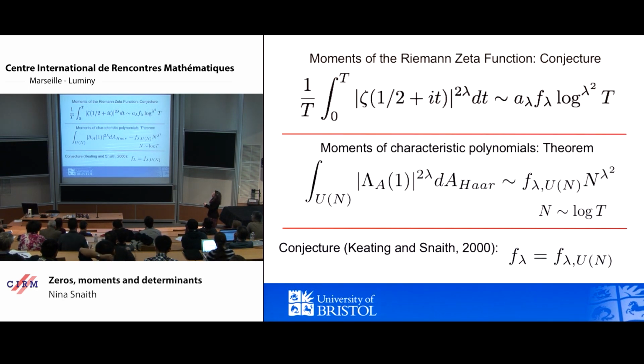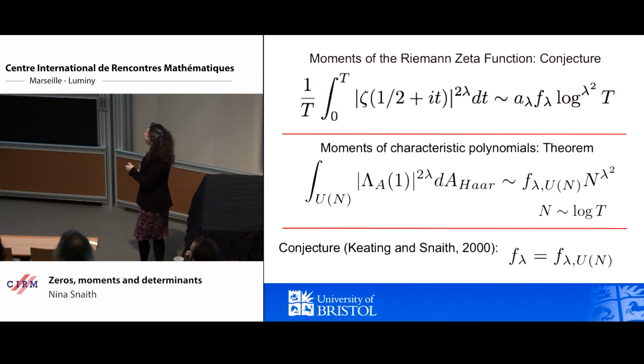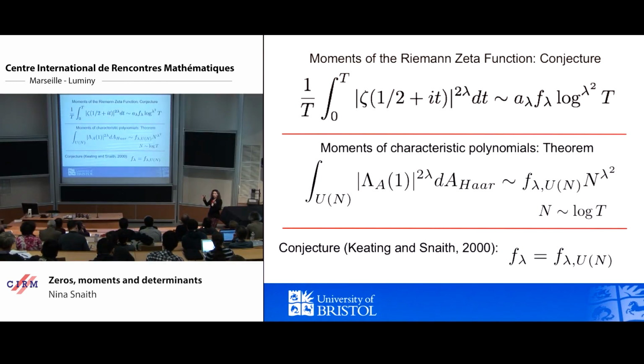So what number theorists would like to be able to calculate is this top quantity, so moments of the zeta function raised to some power 2 lambda. Let's say lambda is an integer for now, so even integer moments of the zeta function. And they think that the structure of these moments is something like this. So A lambda is a product over primes, which number theorists have a form for, so that's maybe an easy bit. They believe it grows like log t to the lambda squared, where lambda is our exponent here. But then there's this coefficient f lambda, and this is the hard bit to calculate. So this is what the number theorists can't calculate.